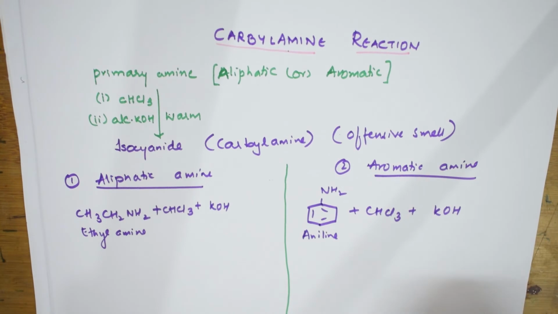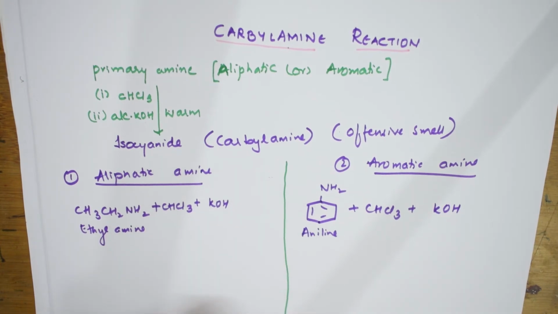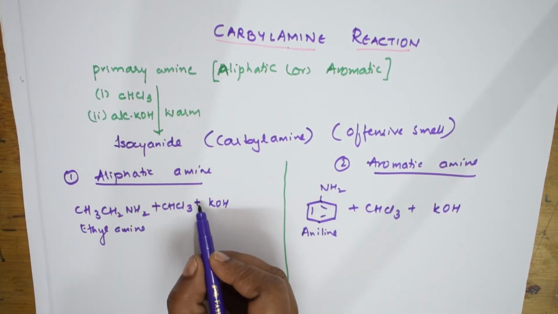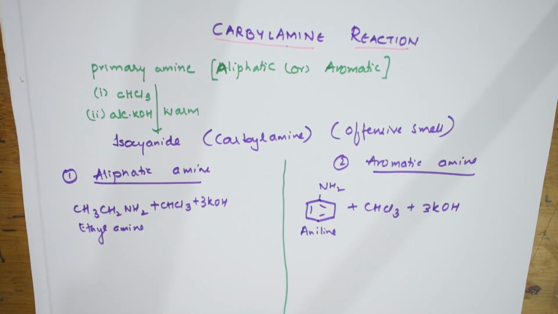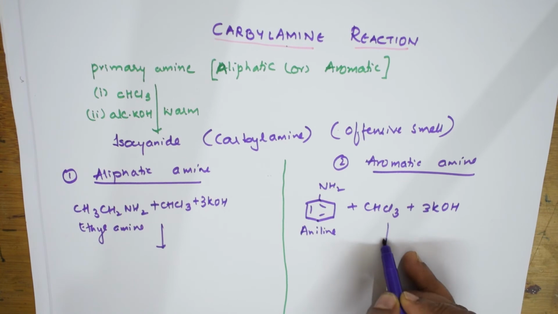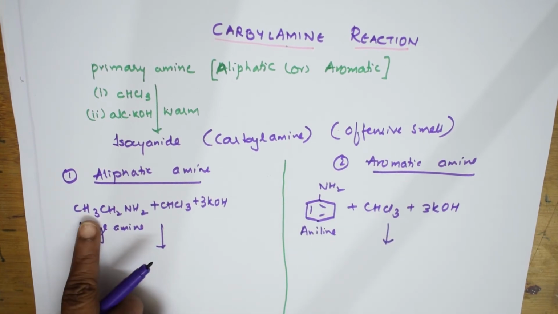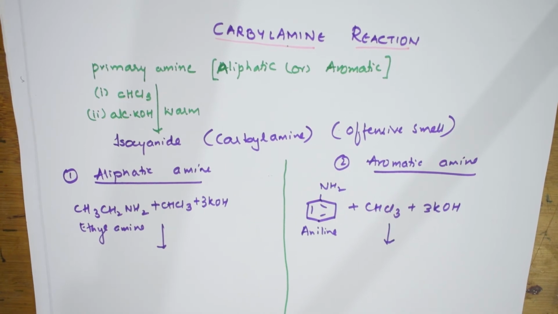Now the important thing here: I'll be adding, or let me first take the moles also. I'll tell you, remember, 3 moles of KOH. I'll show you the mechanism, you'll understand. Remember as of now, if you're taking an aliphatic amine, CH3CH2, NH2 is here.